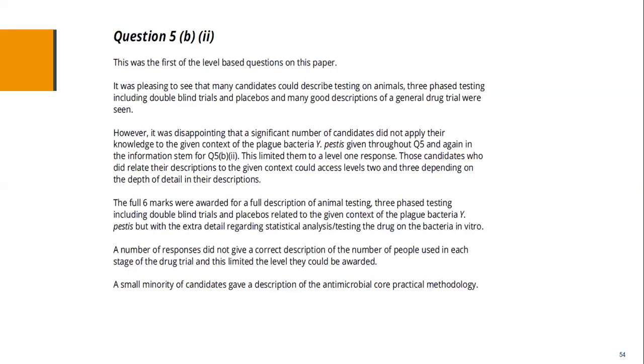This is an example of feedback on a level-based question. It says exactly why their levels were limited. Now you will have access to this presentation afterwards, so you can go back and have a look in more detail.